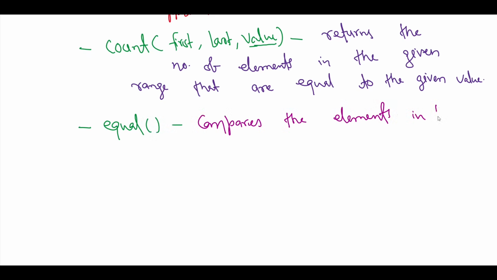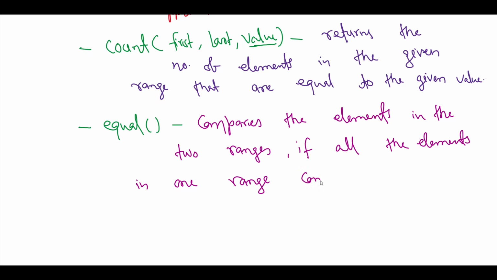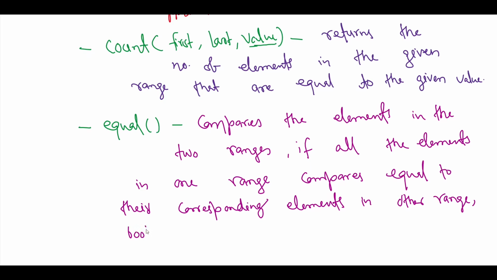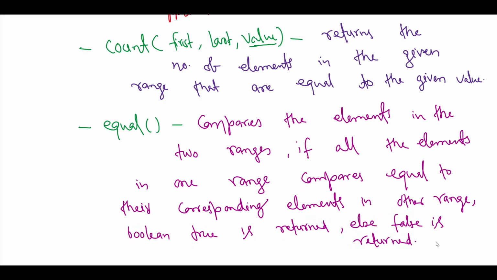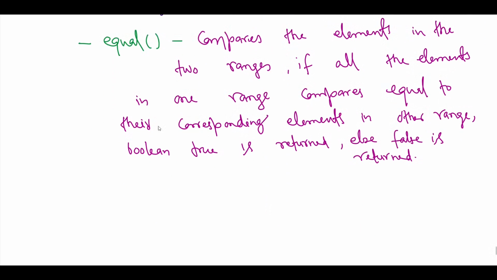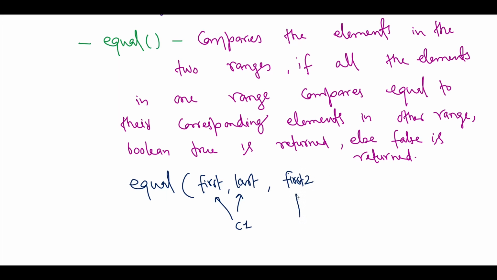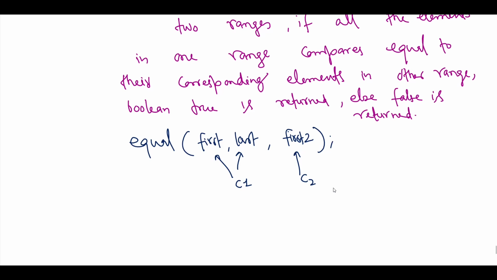It compares the elements in two ranges. If all the elements in one range compare equal to their corresponding elements in another range, it will return true, otherwise it will return false. What it exactly means is that this function is written something like this: equal, then we have the first iterator and last iterator, and these two iterators belong to container 1, and then there is the first iterator. Actually you can write first2 here, and this iterator belongs to C2, meaning container 2. So you can say this is vector 1 and this is vector 2.